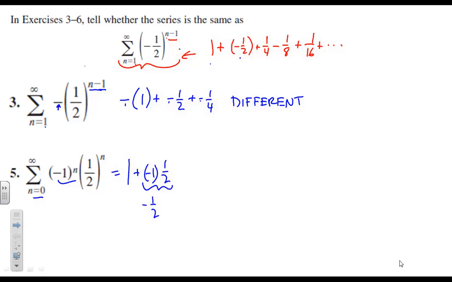that matches that value. My next term is going to be when n is equal to 2. When n is 2, I'm going to get a positive 1 there, and I'm going to get a 1/4 here. So I'm going to get a positive 1/4, which matches there. This ends up being a different way of writing the same series that was given to us.